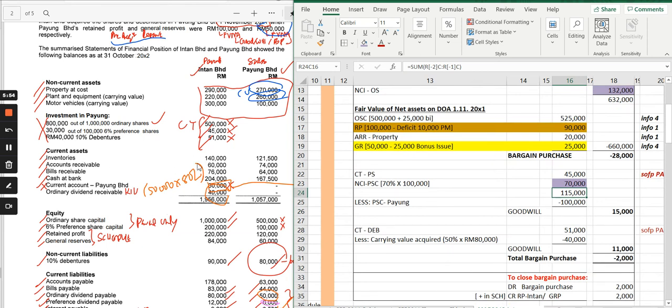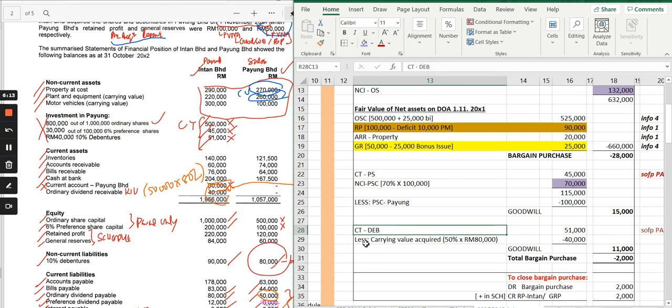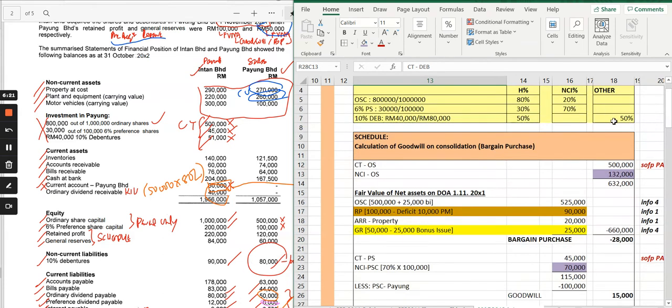So rarely will goodwill relate to a debenture, but this one was done on purpose to show that it could happen, and I'm showing that example here, right? So for goodwill, the consideration transferred for the debenture, 51, put it here. And you're going to deduct the carrying value that you have acquired in the debenture. So debenture 80,000, you acquire 50%, right?